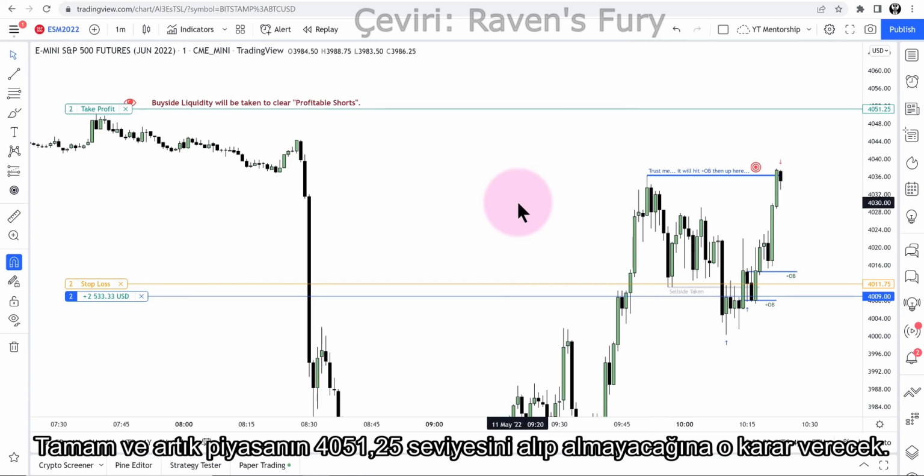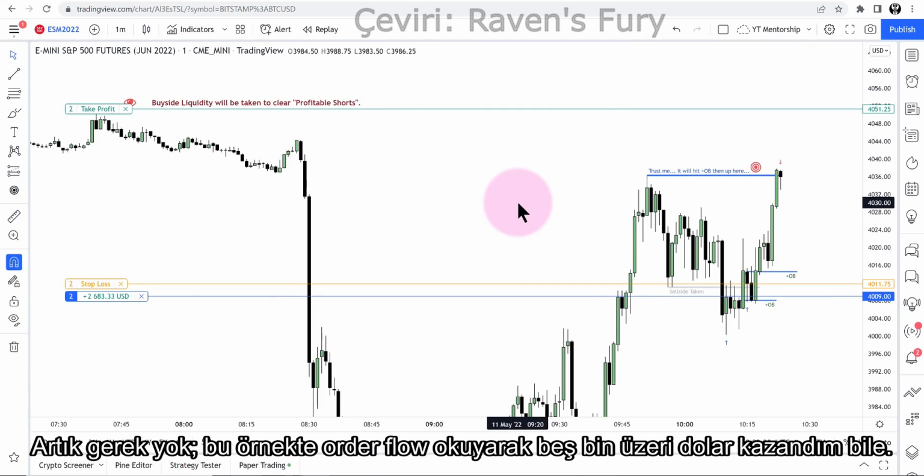Okay, and I'll leave it up to the market to decide whether or not it wants to go up here and take the 40.51 level. It doesn't need to at this point. I've booked over $5 hypothetical $1,000 in this example here, reading order flow.